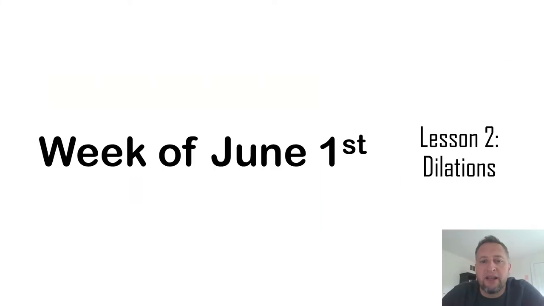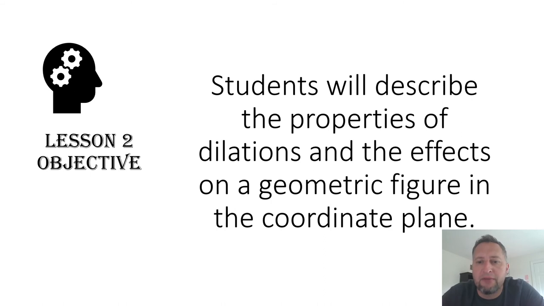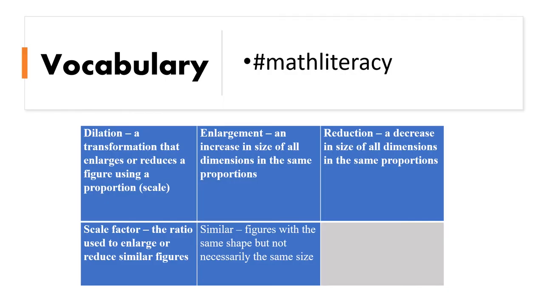Our second lesson for the week of June 1st is on dilations. Our lesson objective is for students to describe the properties of dilations and the effects on a geometric figure in the coordinate plane. All right, so the key vocabulary for this part of the lesson, the first one is a dilation. A dilation is a transformation that enlarges or reduces a figure using a proportion or a scale.